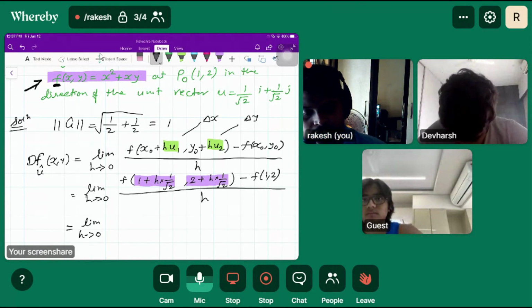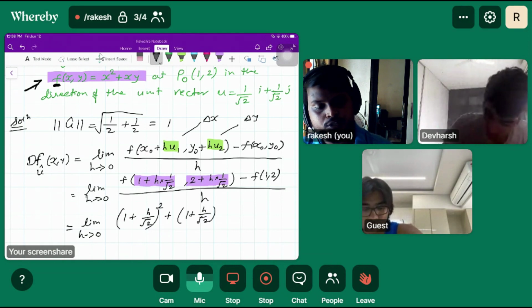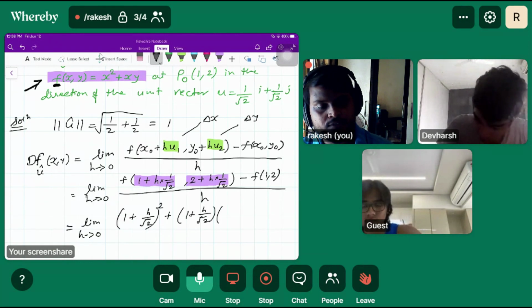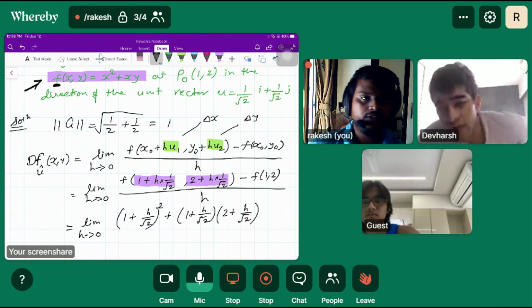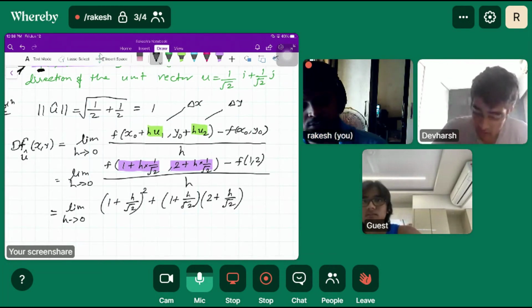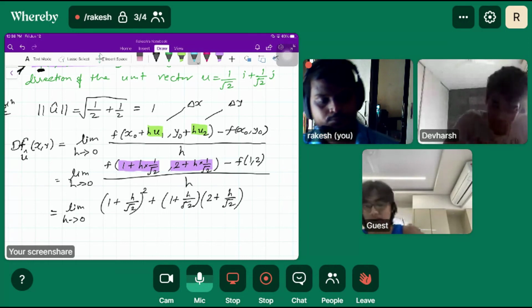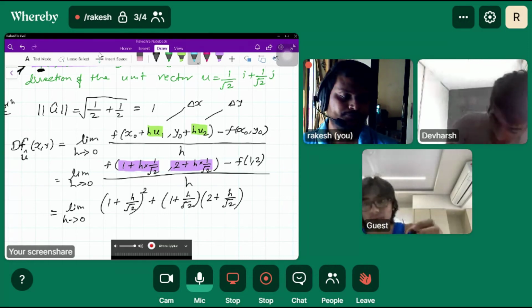So what is x? x is 1 plus h by root 2, the whole square, plus 1 plus h by root 2 into y. What is y? y is 2 plus h by root 2. Oh, I found my mistake. Okay. So is it clear? This is x square plus xy.